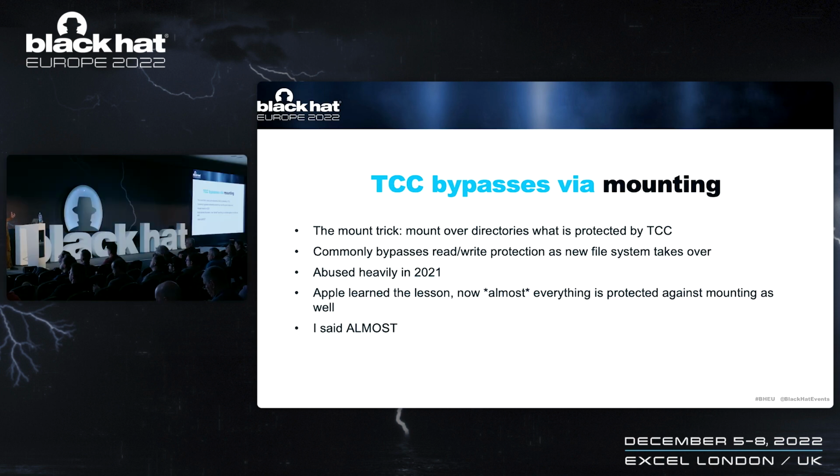The next one is TCC bypass through mounting. The idea is basically that TCC protects many directories, and we mount a new disk image over this directory, and maybe drop a new configuration file, like a new TCC database, or let the system write there something, and then we can read it back by unmounting it. I heavily abused this back in 2021, and eventually Apple learned the lesson that they now properly protect most of the directories from mounting, and I said most of them.